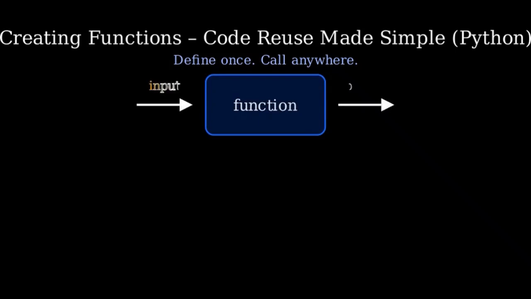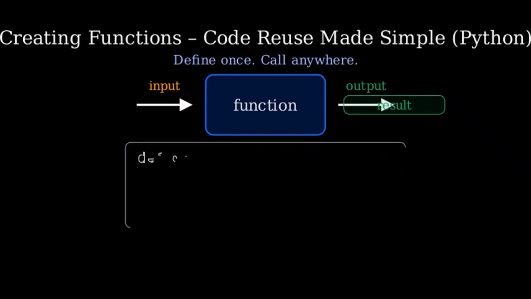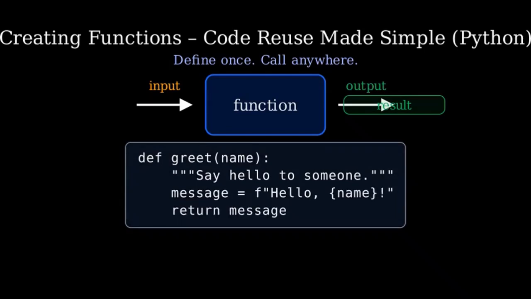First, what is a function? Think of it like a machine with a name. You give it an input, it performs a specific task, and returns an output. This lets you avoid repeating the same steps everywhere. To define a function in Python, use the keyword def. Give it a name, list parameters in parentheses, end with a colon, and indent the body. Here is a simple greeting function.